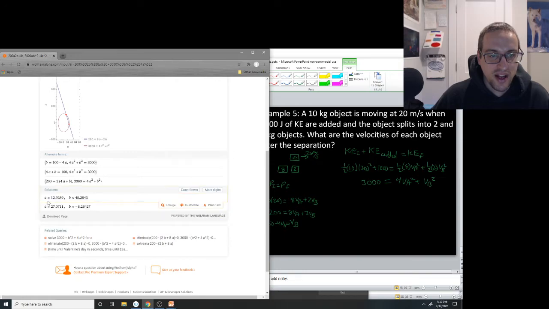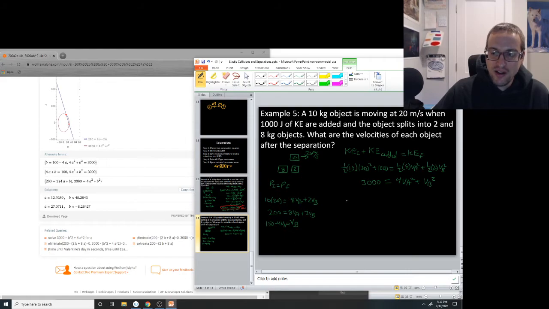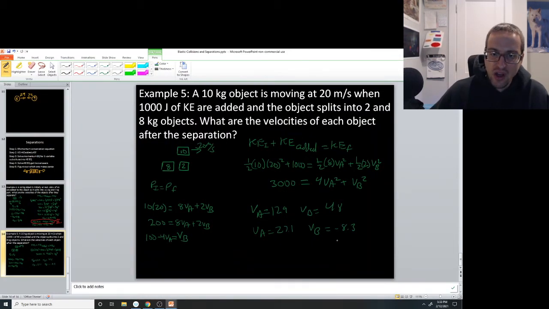Okay. Approximate forms. They're not great numbers. But if I was going to do this, I would say it's either VA equals 12.9 and VB equals 48, or it's VA equals 27.1 and VB equals negative 8.3. So the question then is, which of these makes sense? Well, we're going to the right. Right is positive.